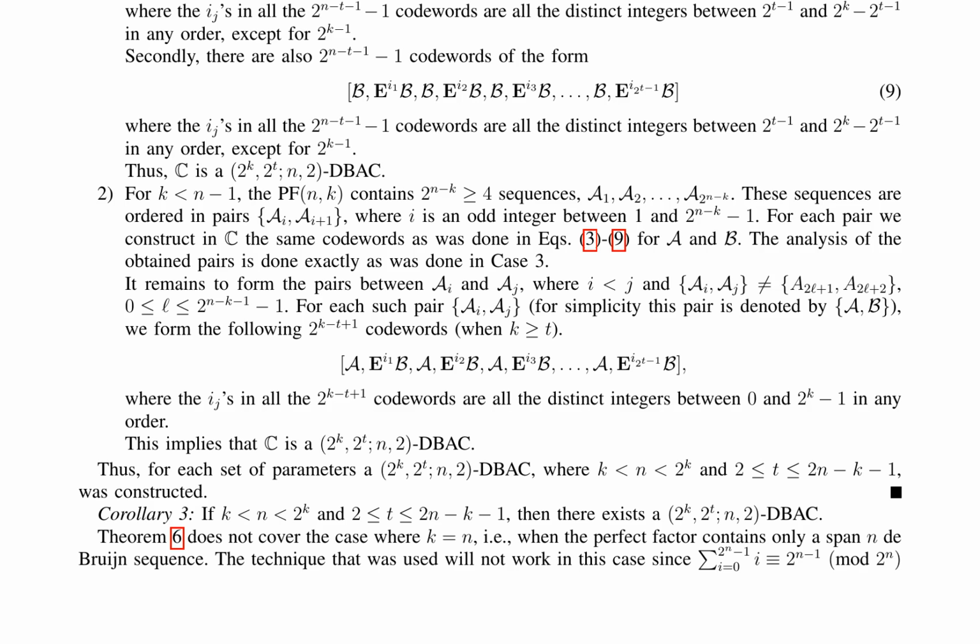Finally, the authors present corollary 3, which states that if k is less than n, which is less than 2k, and 2 is less than or equal to t, which is less than or equal to 2^(n-k)-1, there exists a (2k, 2t, n, 2) DBAC. However, the technique used in the paper does not cover the case where k equals n, as the perfect factor contains only a span n de Bruijn sequence.